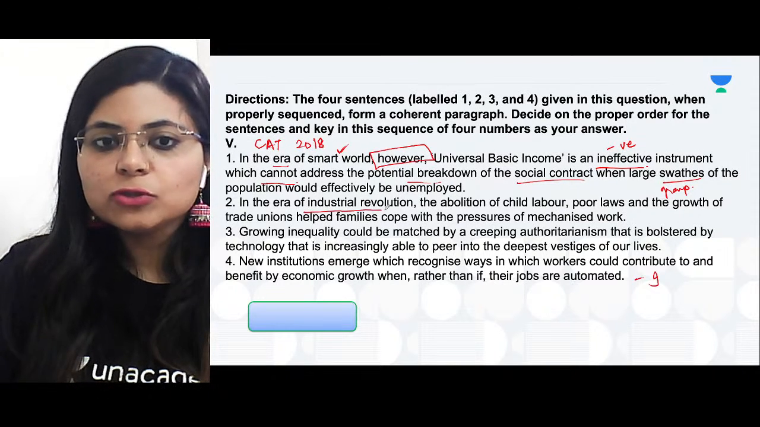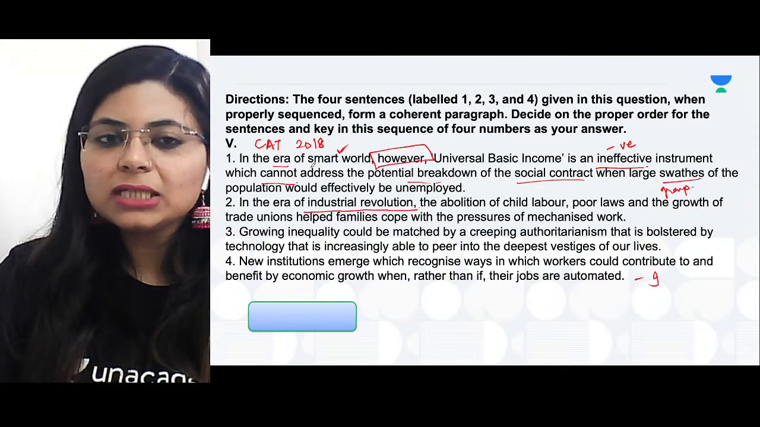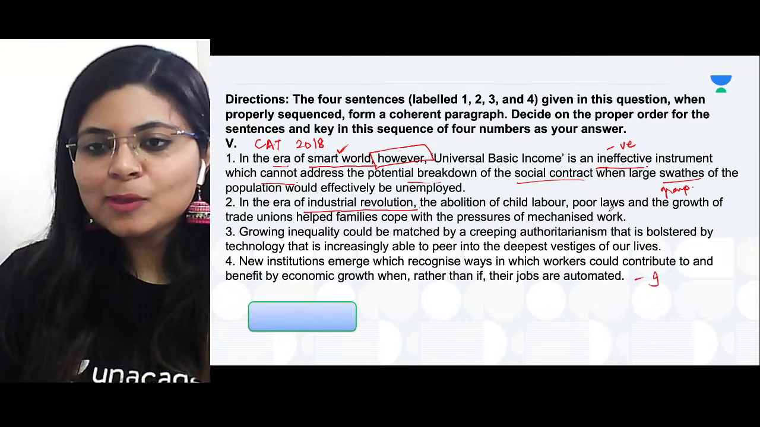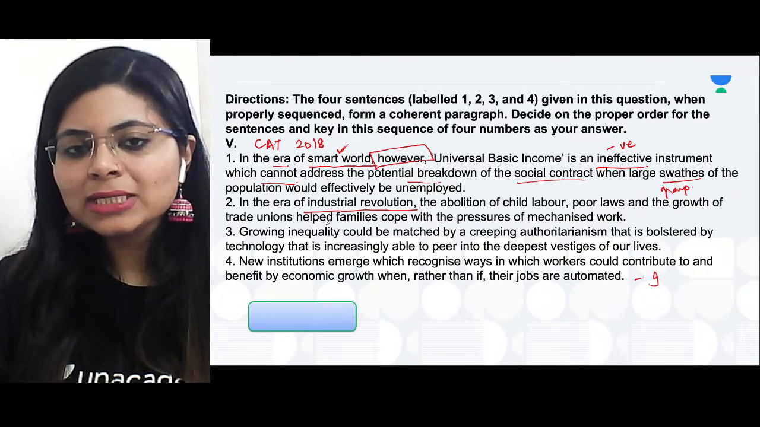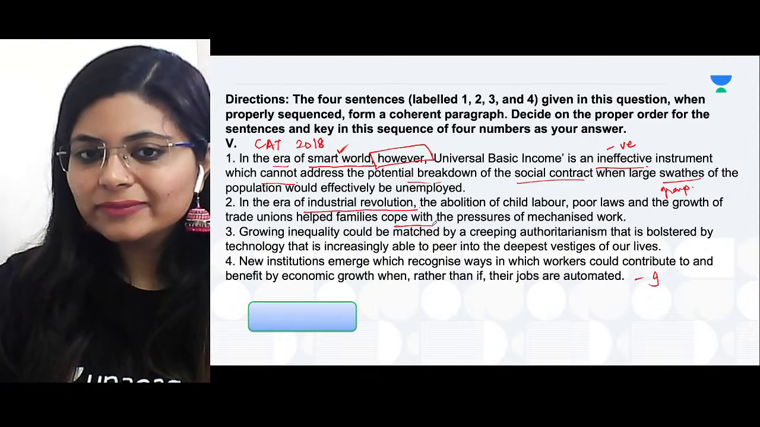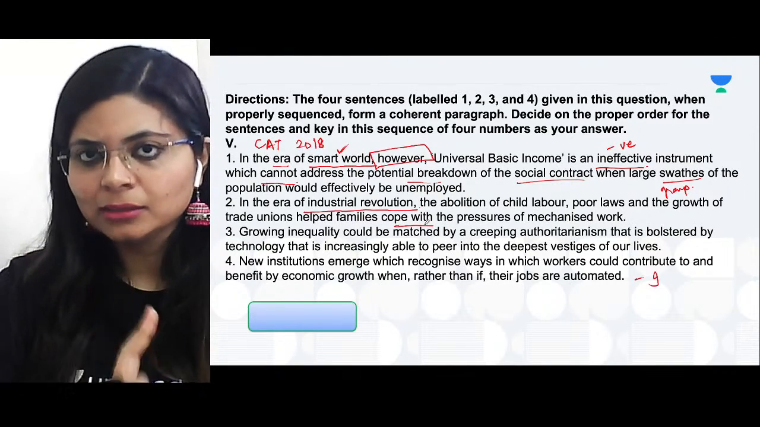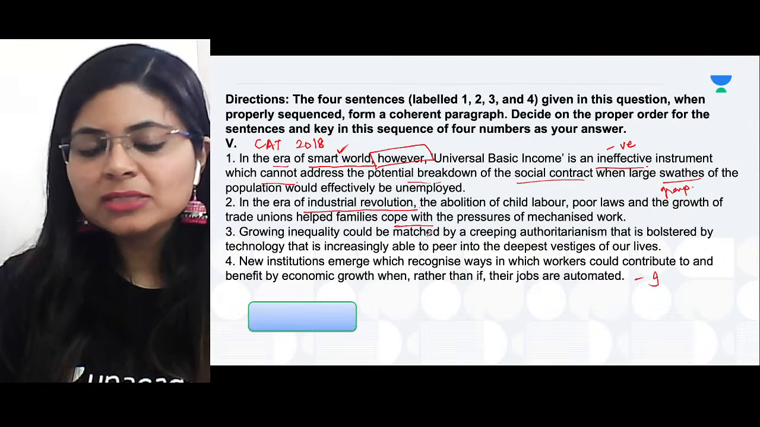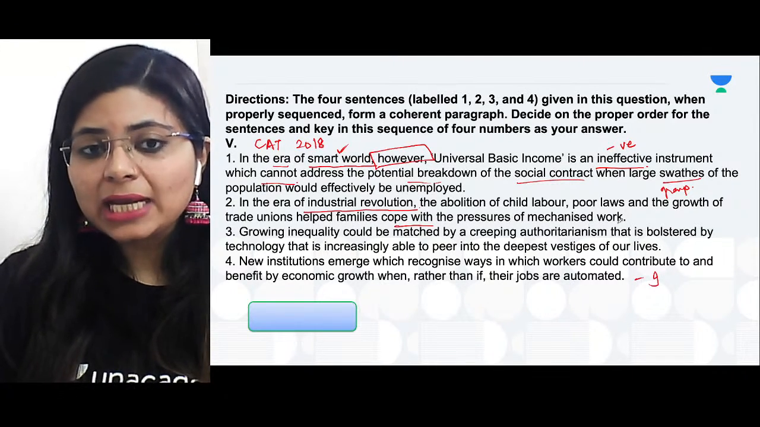In the era of industrial revolution, now if you see, industrial revolution and smart world can mean the same thing also. The abolition of child labor, poor laws, and the growth of trade unions helped families cope with the pressures of mechanized work. छोटा सा grammar cope के साथ with लगता है, up नहीं लगता है, ये ध्यान रखना. NMAT में बहुत question आते हैं preposition के. So cope with is correct, cope up is wrong. With the pressures of mechanized work.